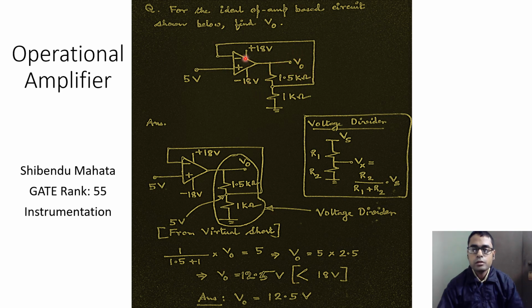Note that the power supply voltages are plus and minus 18 volt. So this implies that if the output voltage exceeds plus 18 volt, we should write our answer as plus 18 volt. And if it is smaller than negative 18 volt, let's say if the output turns out to be minus 20 volt, we should mention our output V0 as minus 18 volt, because these are the saturation limits.